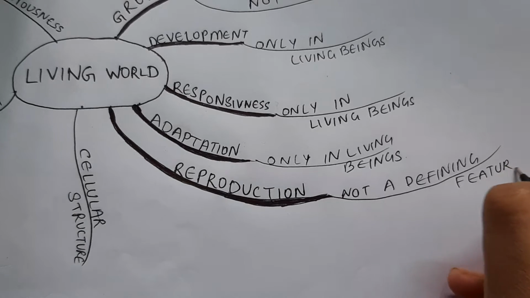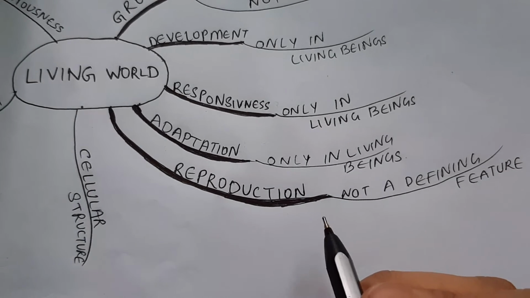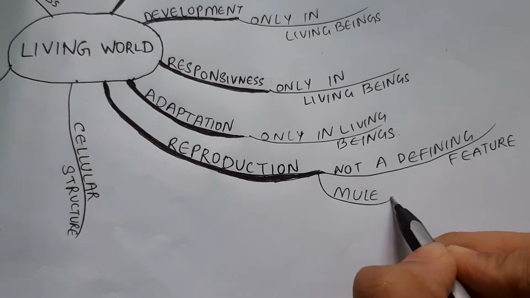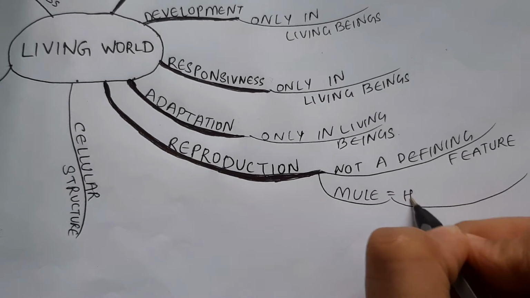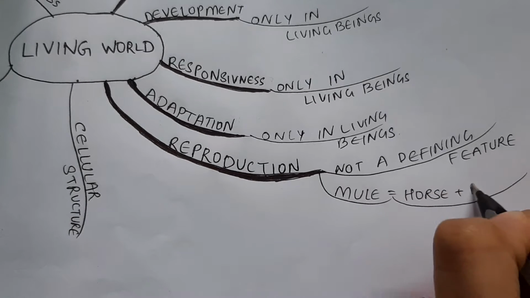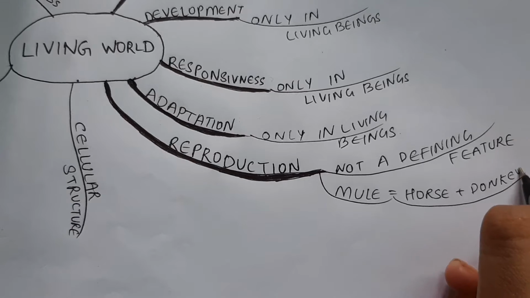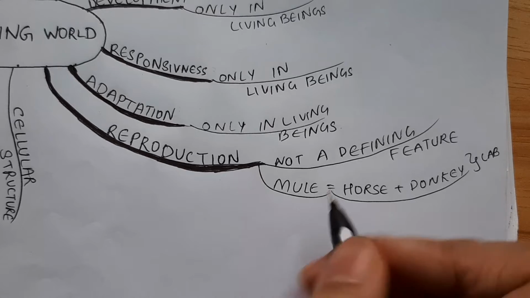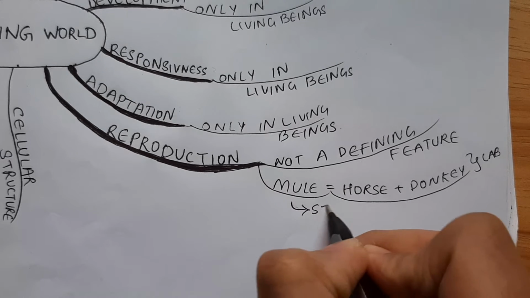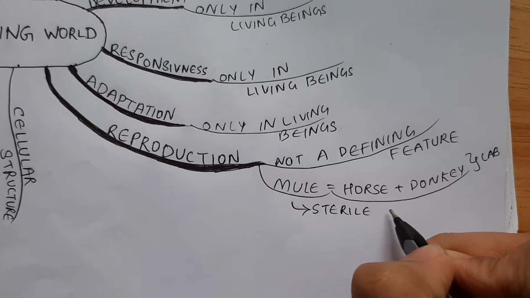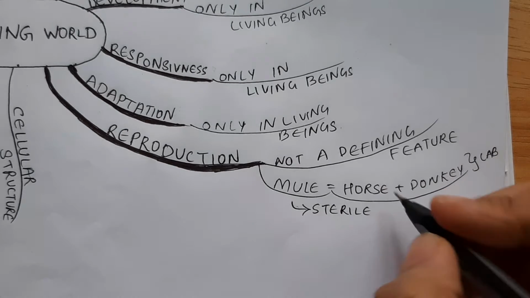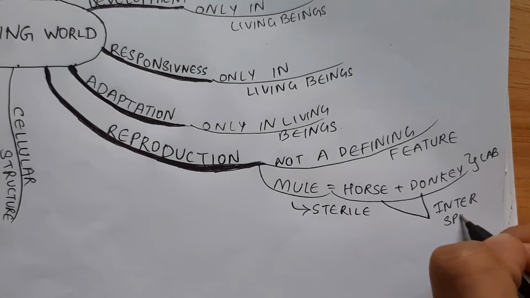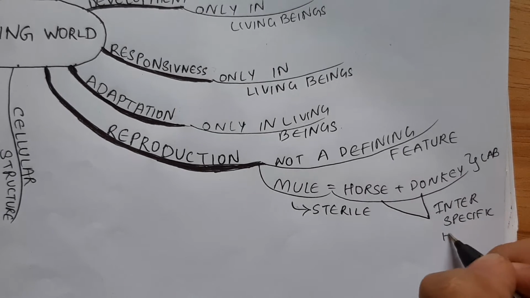Now, the reason behind this is not all living organisms reproduce. For example, mule. Mule is the combination of a horse plus donkey, and this was created in the laboratory. So, mule is sterile, means it cannot reproduce, and mule is an example of interspecific hybridization.